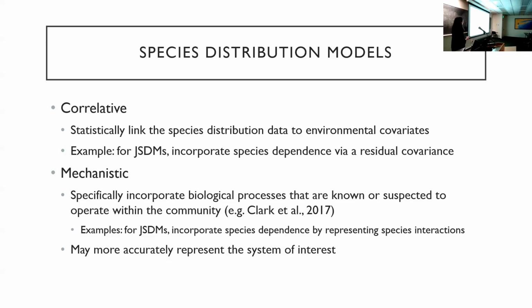On the other hand, there's the mechanistic side of things, where we're trying to incorporate those biological processes that I just presented on the previous slide that we know or suspect are operating within the community. Is there a way that we can actually embed the notion of species interactions into our model, as opposed to saying there's just some correlation between species? Is there a way that we can directly put it in there? The point of the mechanistic model is that we hope we can better represent the system of interest.